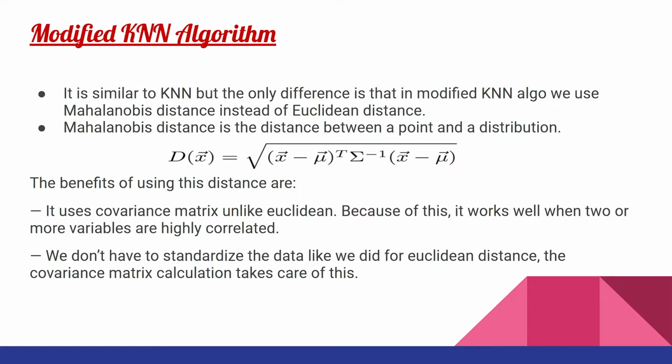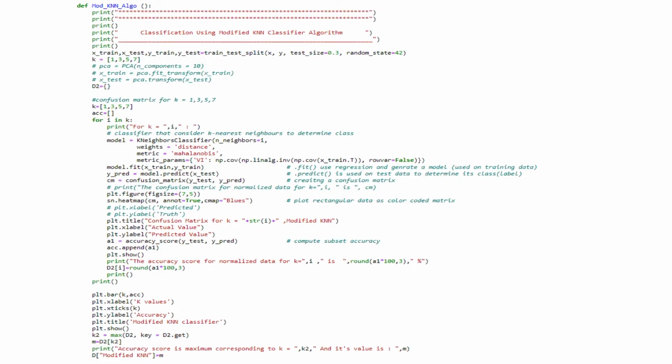The benefit of using this distance is that, as it uses the covariance matrix, if any two variables are correlated, it ignores the correlation between them. And in this, we don't have to standardize the data like we did for the Euclidean distance, as the covariance matrix calculations take care of this. Here you can see the code for the modified KNN algorithm.